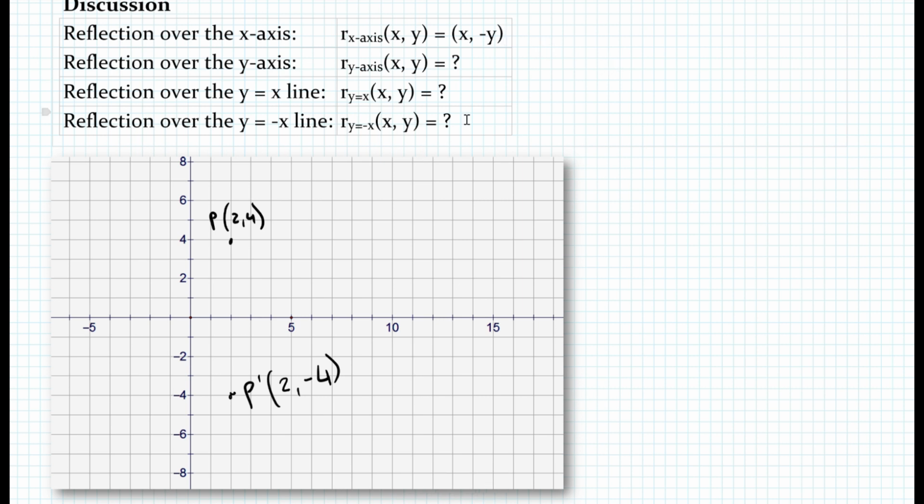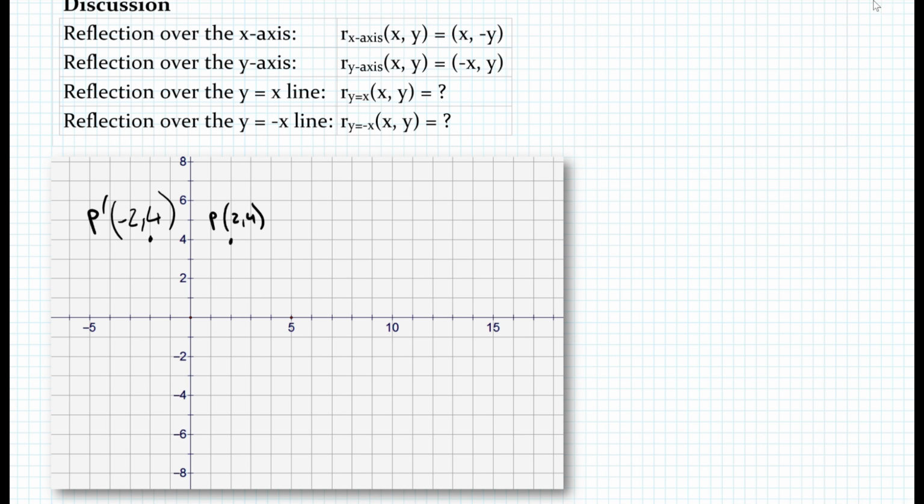Now we can repeat the same thing for reflecting x comma y over the y-axis. Now if we reflect it over the y-axis, then you would expect that the x value changes. As a matter of fact, it becomes negative, but the y value will stay the same. So in this case, it's going to be -x comma y. And what about the other ones?